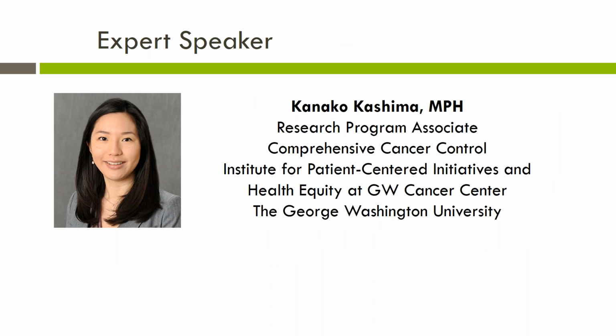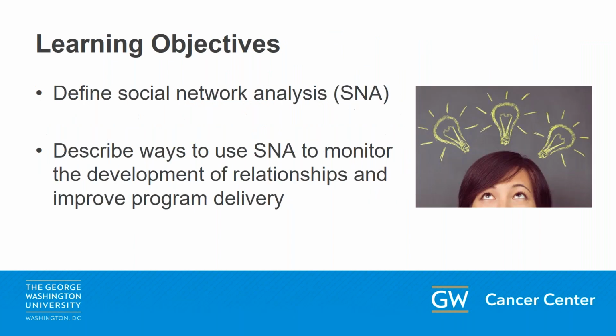Kanako is a research program associate for comprehensive cancer control at the George Washington University Cancer Center in Washington, D.C. As part of the Comprehensive Cancer Control Technical Assistance Cooperative Agreement with the CDC, she manages and facilitates state and regional community roundtables that bring together cancer and chronic disease stakeholders and community members, as well as the mentorship program, which is designed to foster collaborative relationships between public health professionals. Kanako also leads project evaluation, technical writing, and reporting efforts. She received her MPH and BA from the George Washington University. So I'm going to go ahead and turn it over to Kanako.